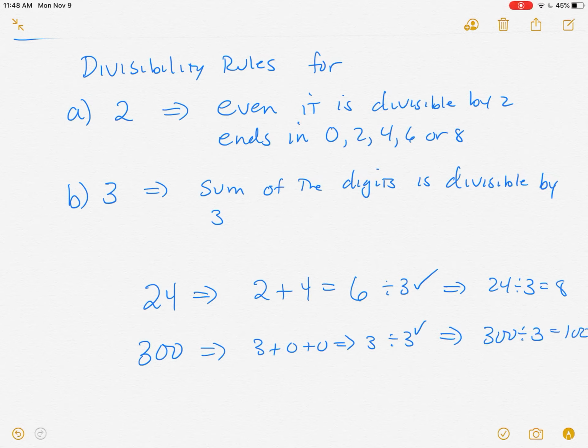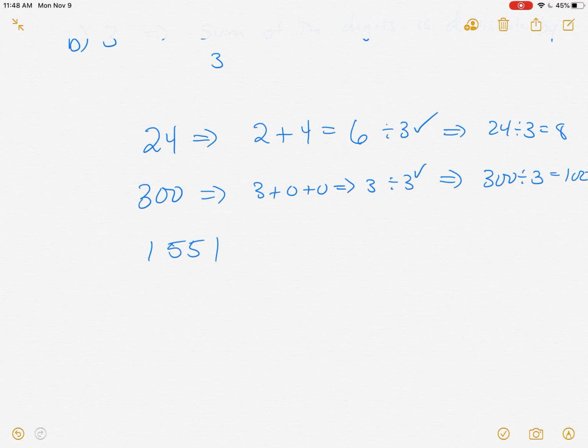But what we might not know is if we had a number like this, 1551. Is that divisible by 3? Nothing really about it tells me that it is. But if I add up the digits, if I add up 1 plus 5 plus 5 plus 1, I get 12. And 12 is divisible by 3. So therefore, 1551 will be divisible by 3. 3 will go in evenly. And we can see what would happen there.